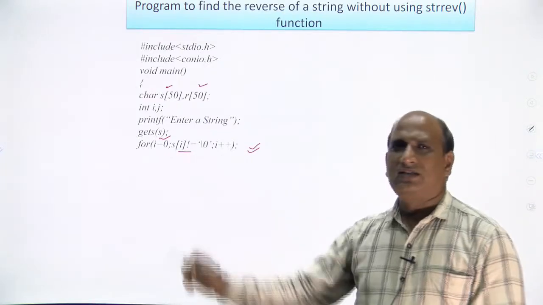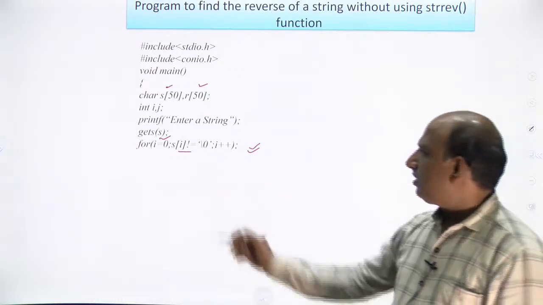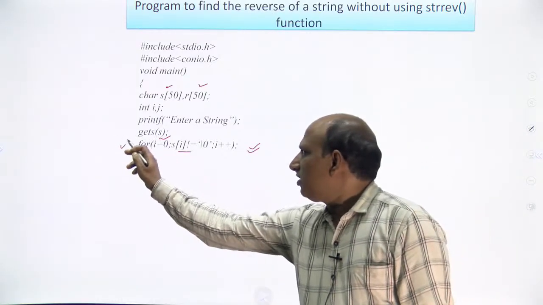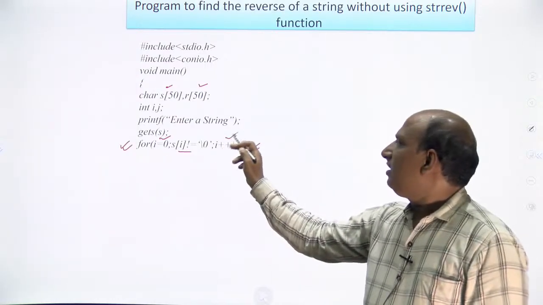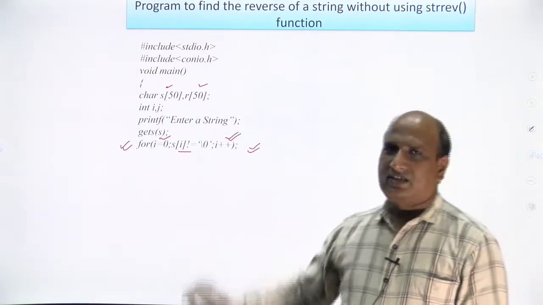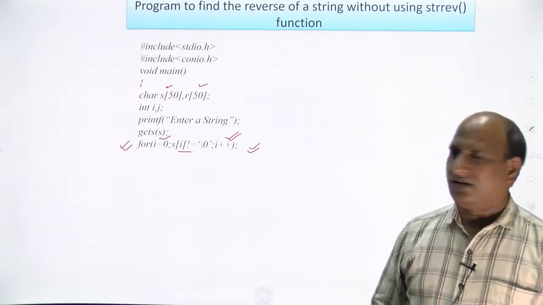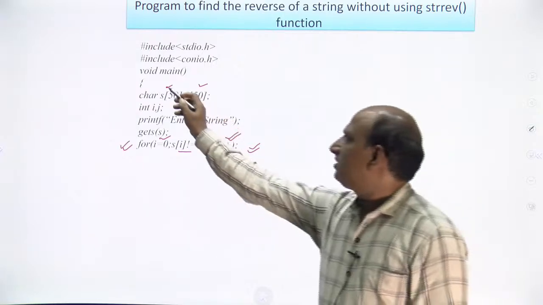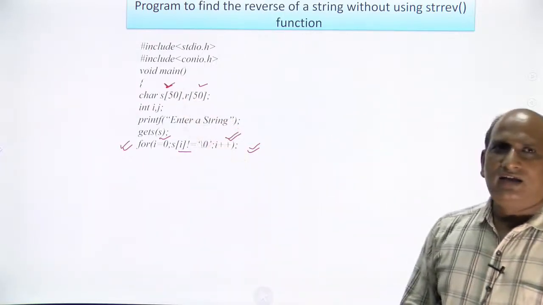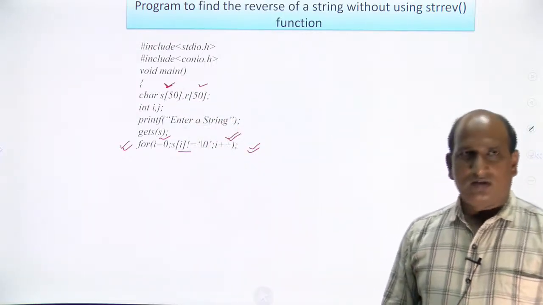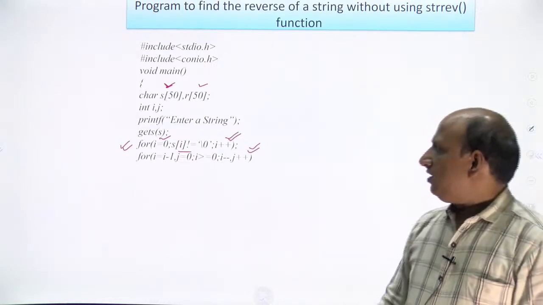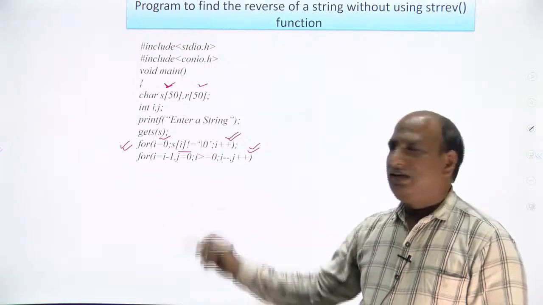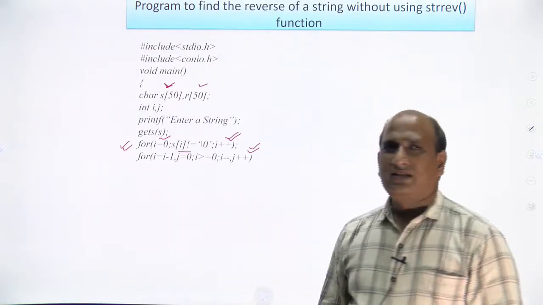You can use the strlen function also, but if you don't want to use that, you can find the length by this logic, which I have already explained. So you have found the length of the first string S, and i contains that. Now we will start another for loop. Here i is initialized to i minus 1.